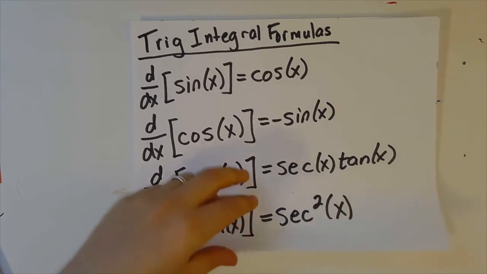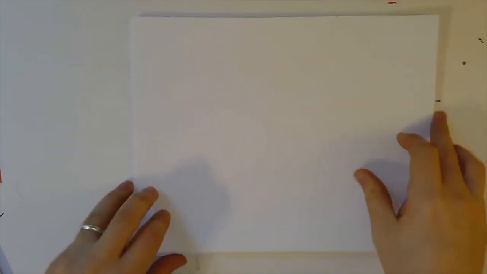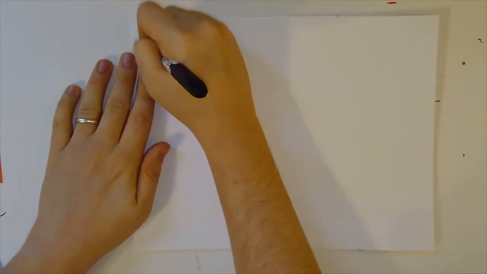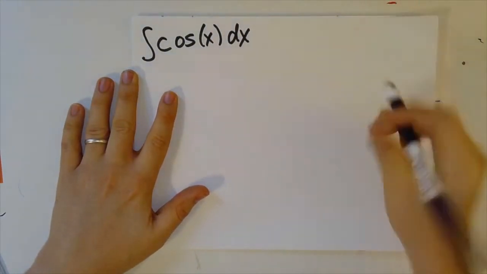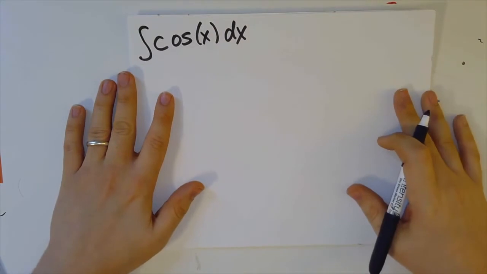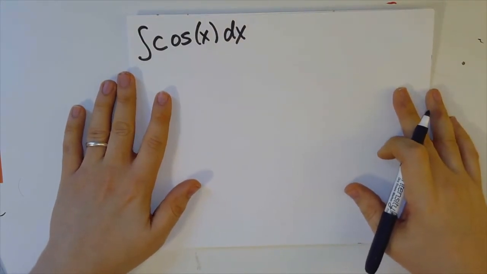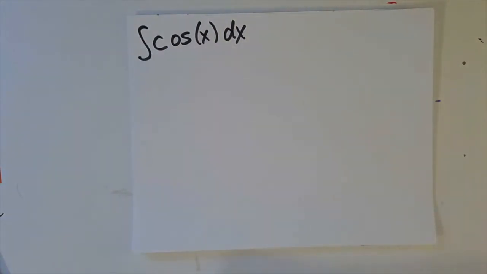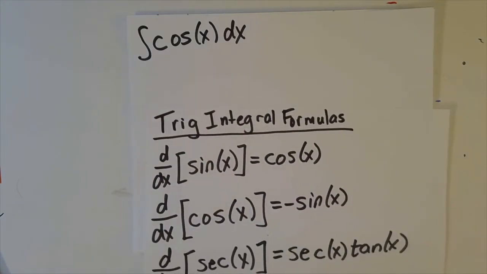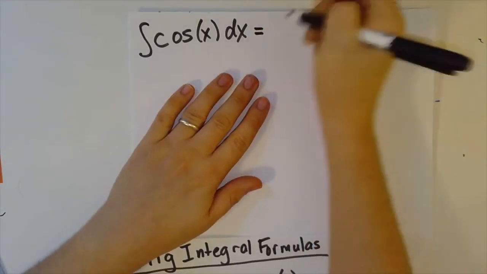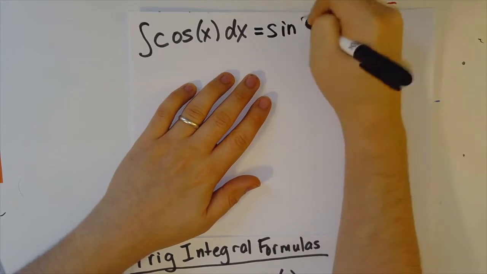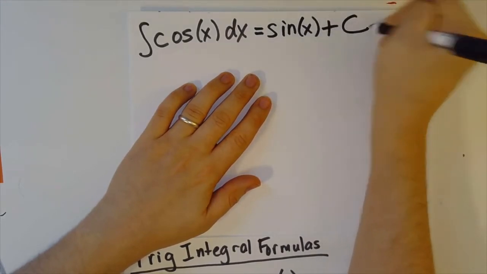So for example, we could start with the integral of cosine of x dx. Okay, and note what this is asking is what's a function whose derivative is cosine of x? Well, from before, we know that sine is a function whose derivative is cosine of x. So that tells us that this integral is sine of x plus c.